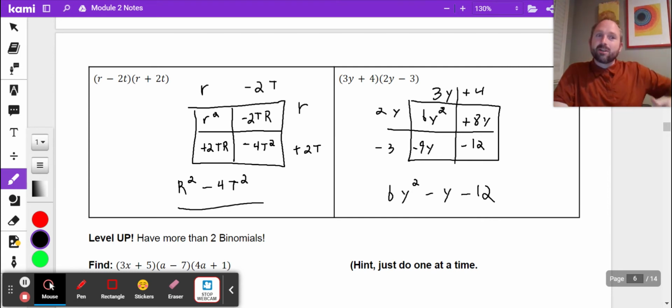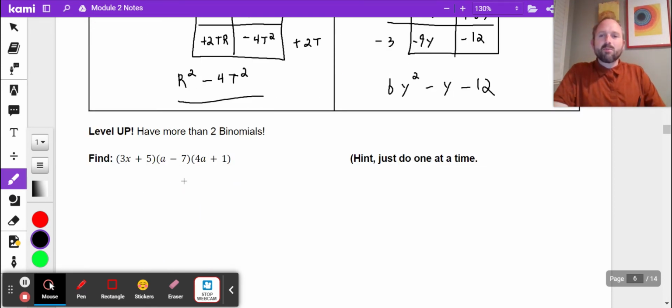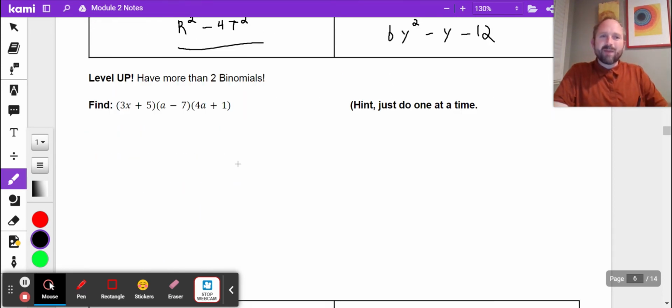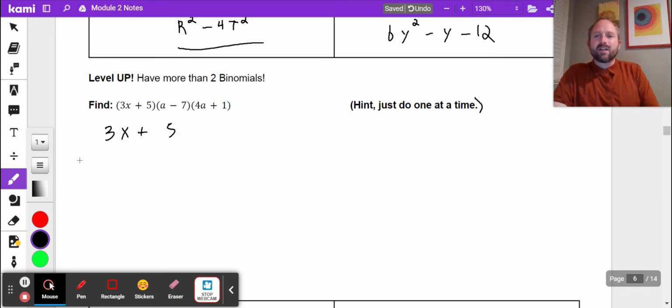Okay, now we're going to level up. What if we have something with more than 2 binomials? So what if we're multiplying this? Well, my hint to you is, hey, do it one at a time. So let's do the first one. We have 3x plus 5, and we have a minus 7.